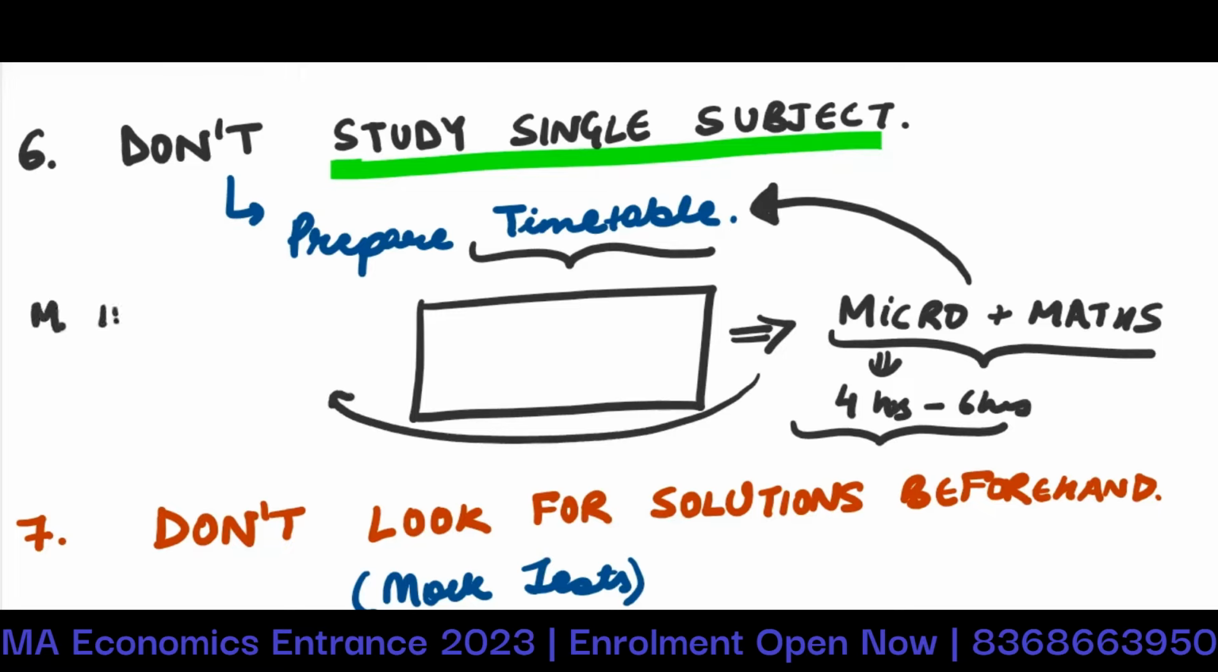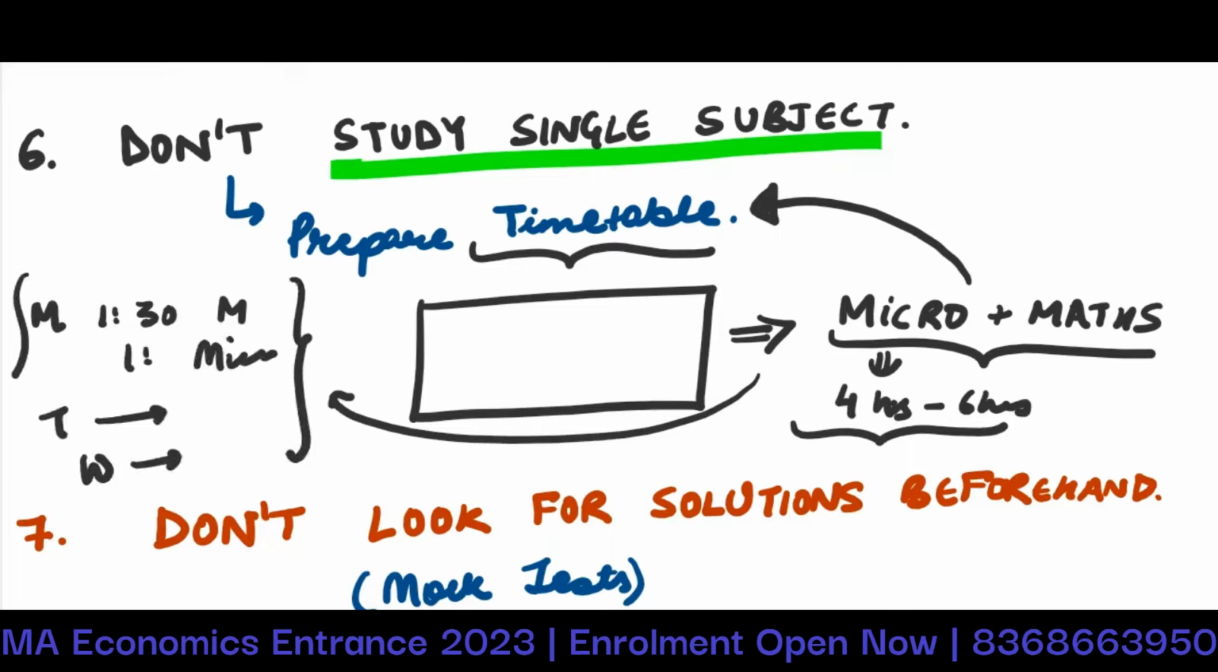Monday, I will dedicate 1.5 hours to maths and 1 hour to micro. Tuesday, I will do this. Wednesday, I will do this. This has to be prepared. And this is going to go from April to, let's say, July. Then I will flip the subjects. Then I will do stats and macro. Are you getting it? This has to be the approach.